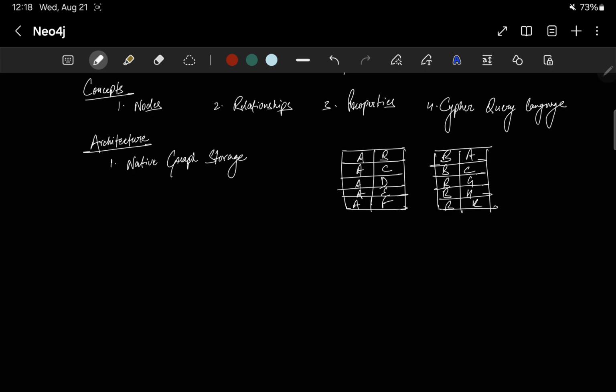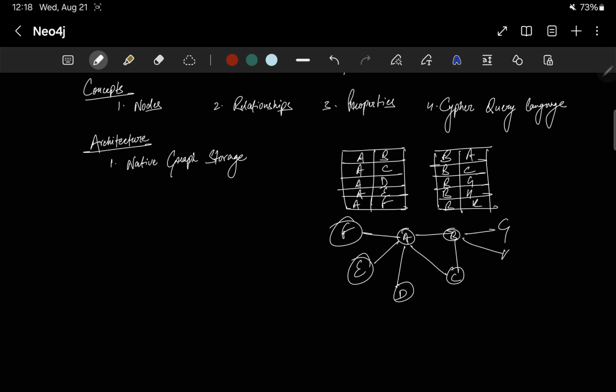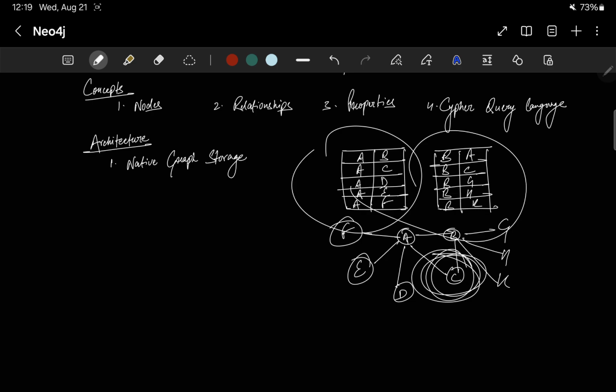But Neo4j does not do that. Neo4j will just represent it as a graph. So A is friends with C, D, E, F, and B is friends with A, obviously. B is friends with C, and B has other friends G, H, and K, right? Now if you have to find the mutual friend between A and B, it's just this C, right? This is how it's directly stored. It's stored as a native graph, so it's easier to find out rather than going through the tables and joining them. Here I have taken a simple example, but if you have thousands of friends, then it becomes very difficult to find out, right?